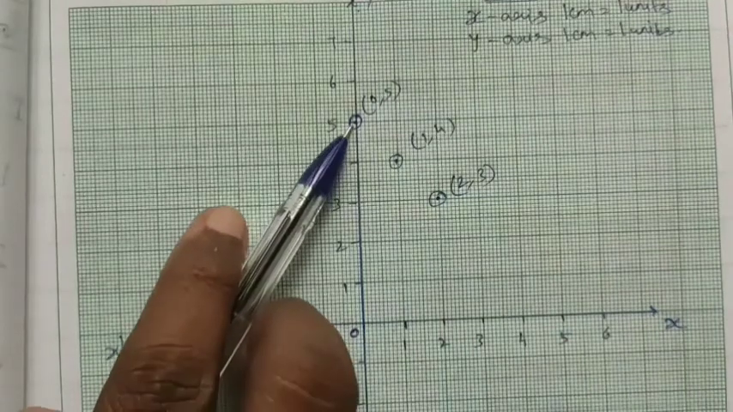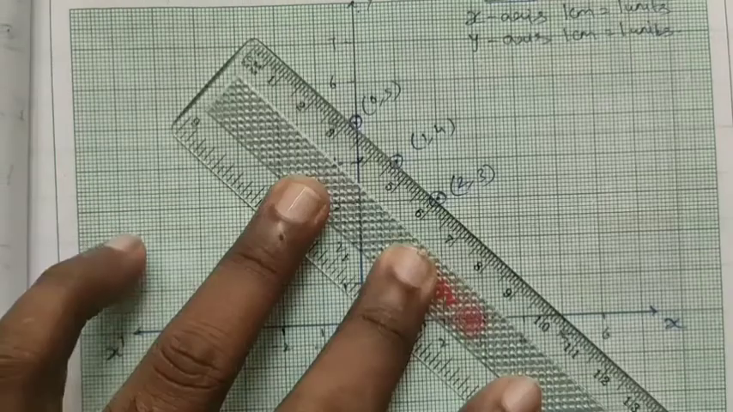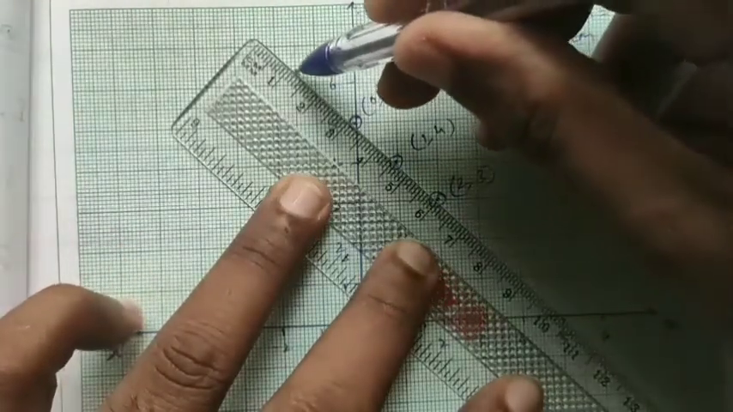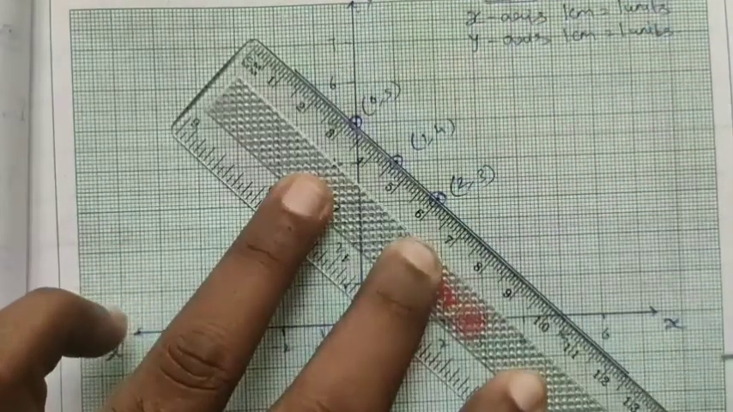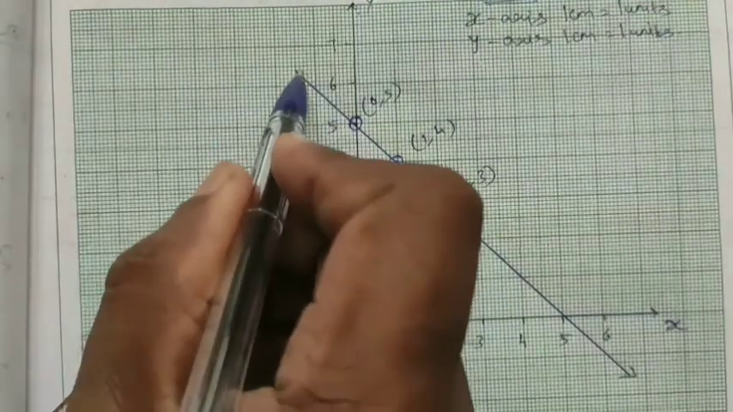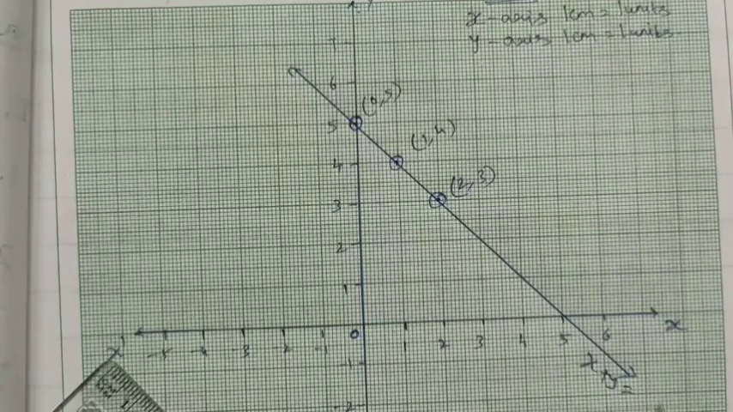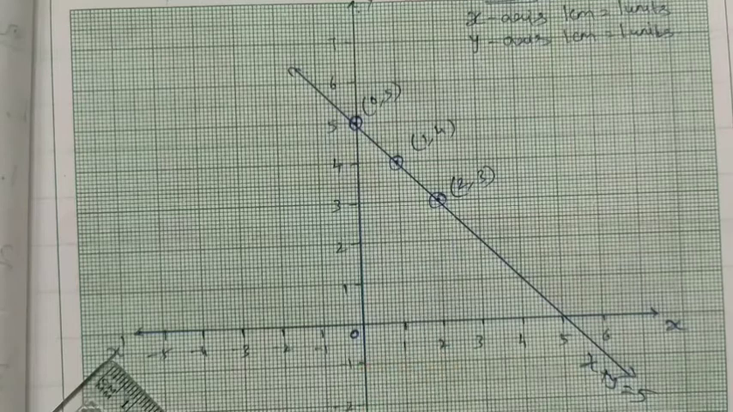Now we have to draw a straight line by joining these 3 points. By joining these 3 points, we get a straight line like this, and the equation of this straight line is x plus y is equal to 5. This is the equation of the straight line for the first equation, x plus y is equal to 5.